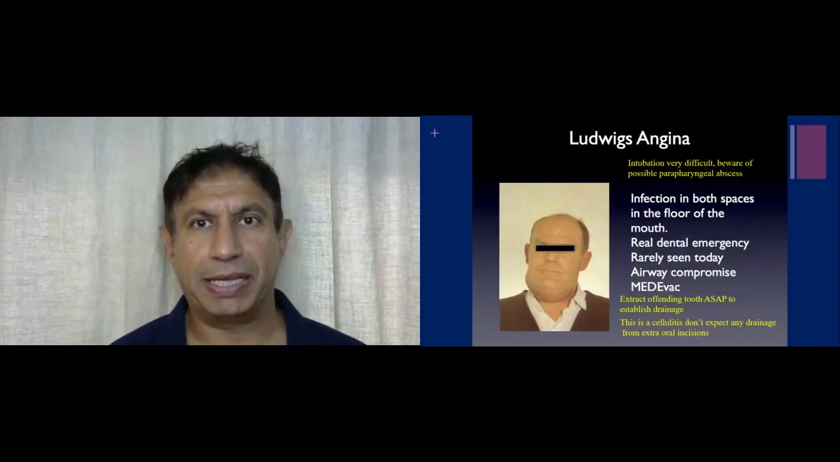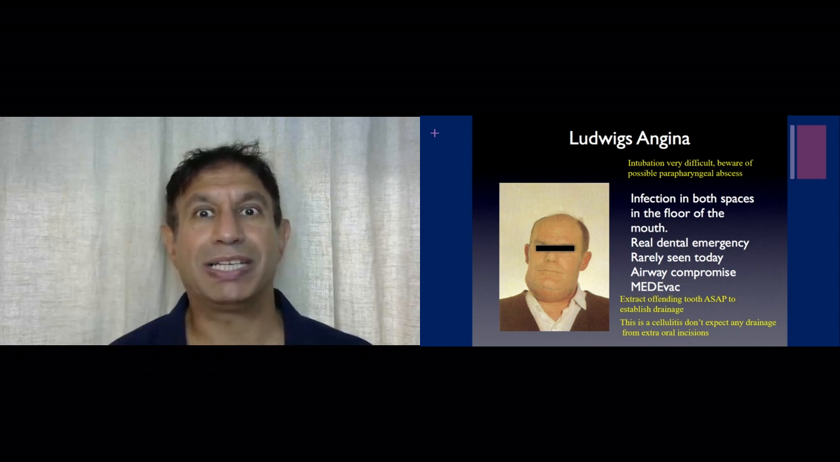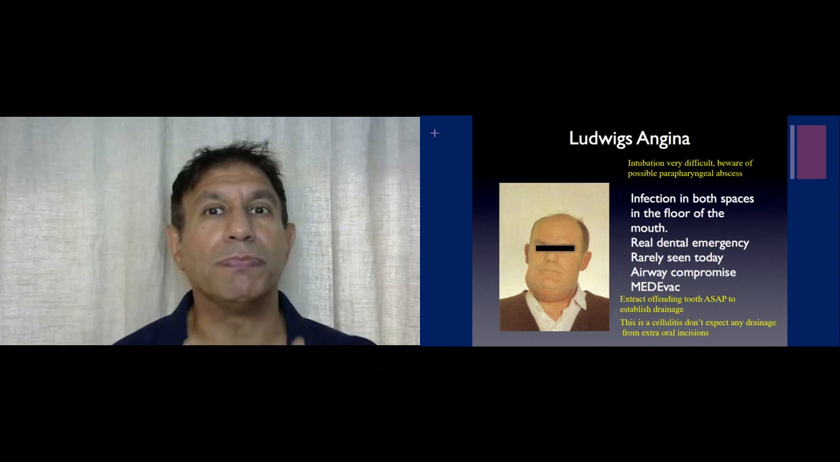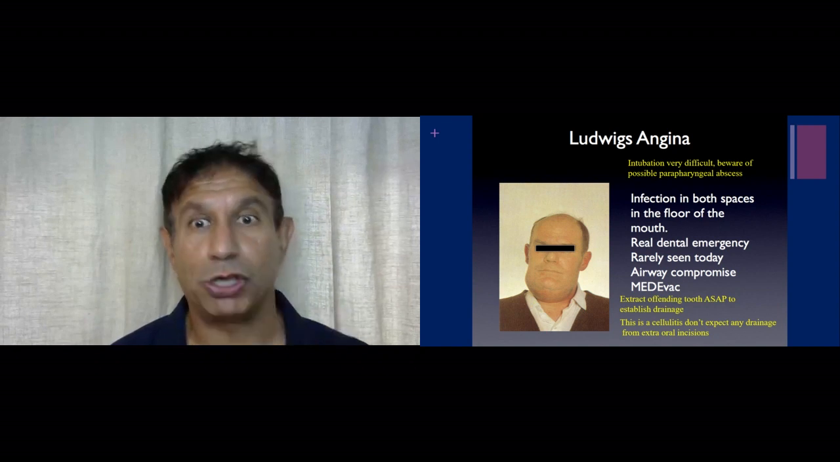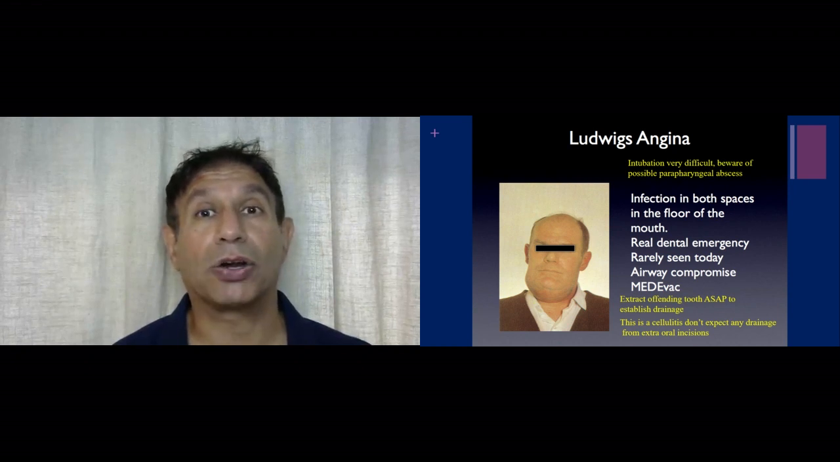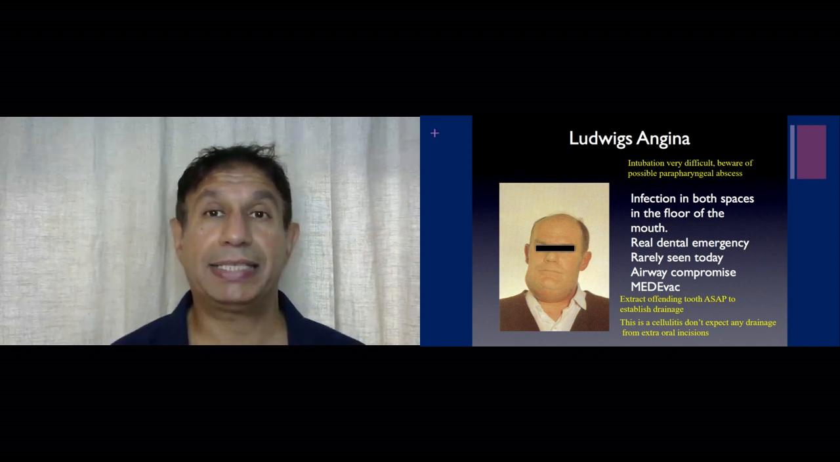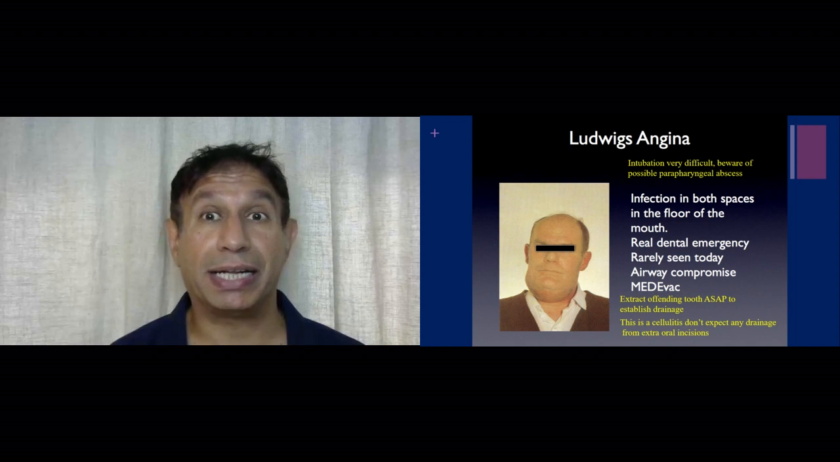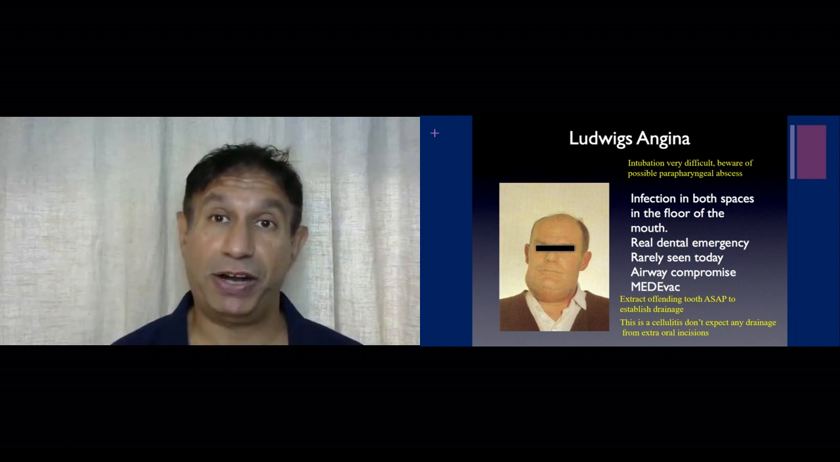Ludwig's angina is a swelling which is more a cellulitis rather than an abscess. The swelling goes below the lower jaw and below your tongue, causing the tongue to protrude upwards and outwards, and there's a swelling crossing the midline below the lower jaw. And this is a medevac situation. This is the only critical factor in dental causes, and it can be life-threatening.